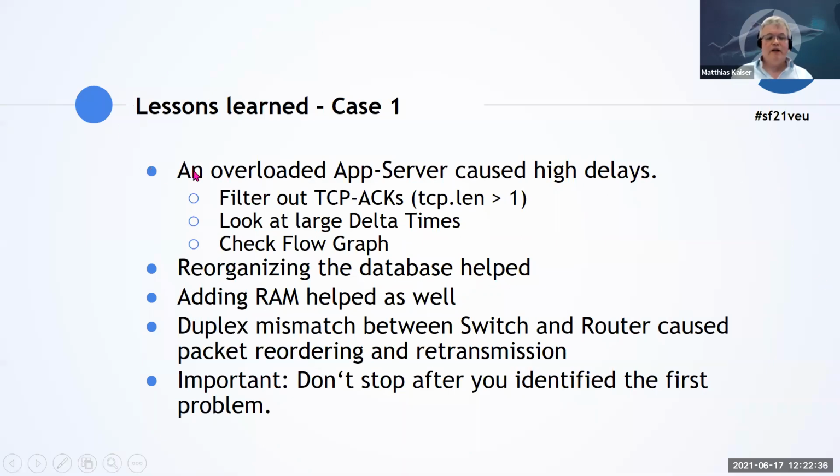Lessons learned here: an overloaded app server can cause high delays. Filter out the ACKs. Look at the large delta times. You could also check the flow graph. That could also help if you haven't got too many packets. Well, this time reorganizing the database helped.